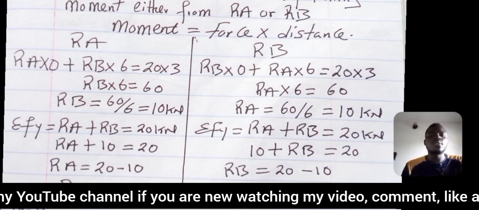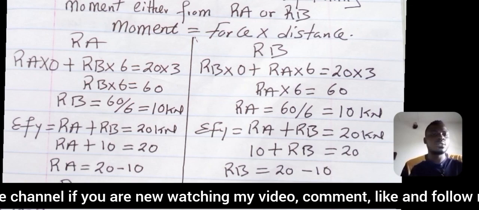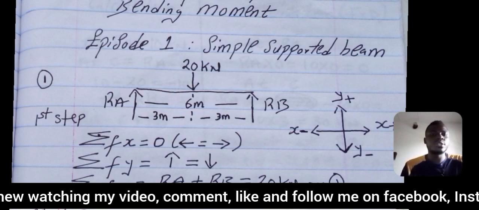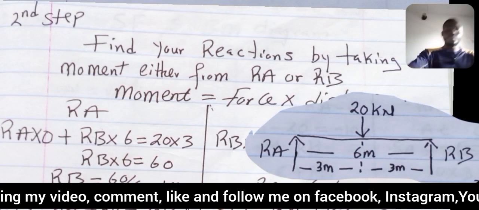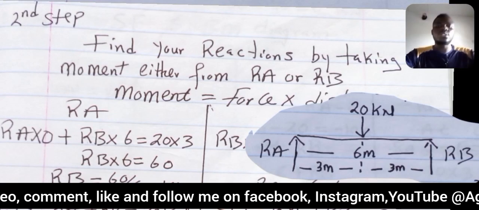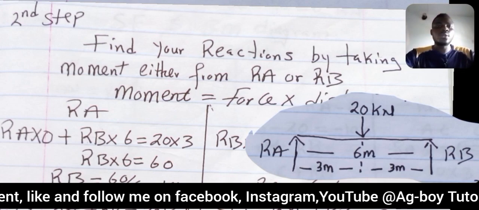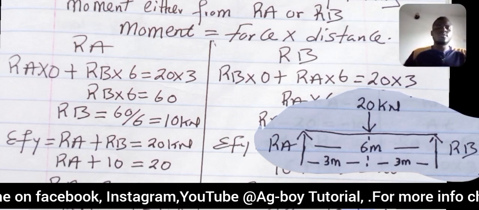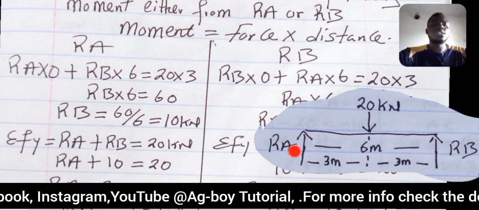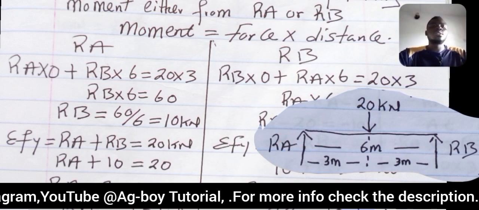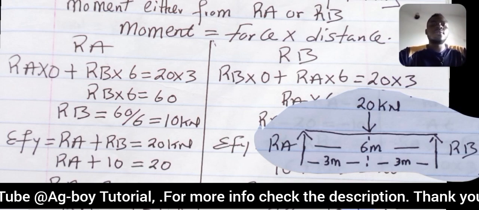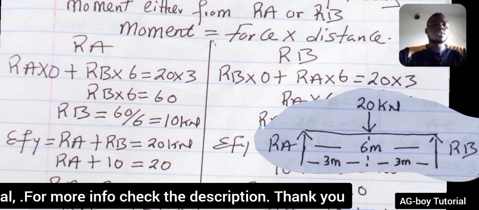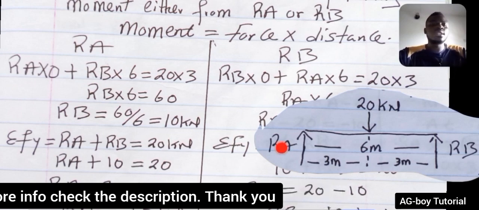All right, let me bring our drawing to the front. I have to bring out the diagram to the surface. And so now let's start calculating. For our RA, we are taking our moment from this RA here. Remember, moment is force times distance. Therefore, our force here is RA, which is unknown, and our distance is 0, because we are taking moment at this place.